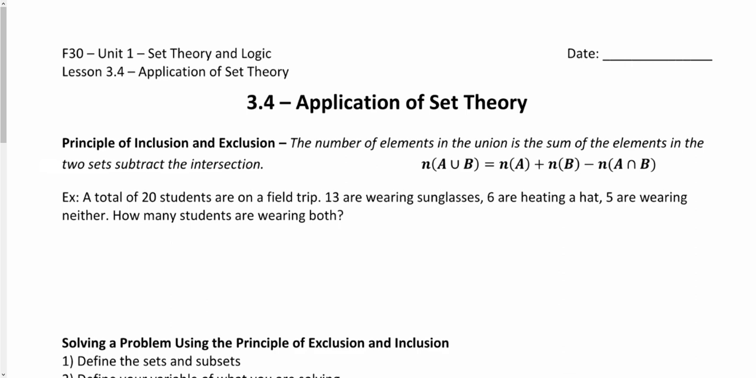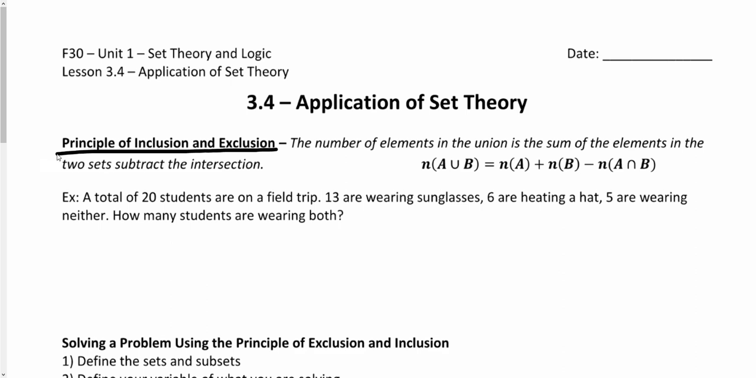Okay, so this is 3.4, applications of set theory. Before we go on, there is this thing called the principle of inclusion and exclusion. This ties back into 3.3, and it'll be helpful again in 3.4 today as well. What it states is the number of elements in the union is the same as the elements in the two sets, subtracting the intersection.